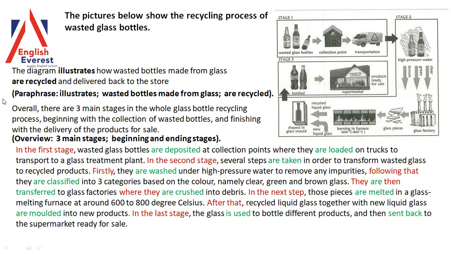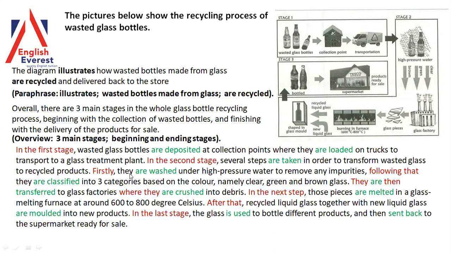So overall, there are 3 main stages in the whole glass bottle recycling process. We can see stage 1, stage 2, stage 3, clearly indicated. Beginning with the collection of wasted bottles and finishing with delivery of products for sale, first and last. So there's our overview. You don't need anything more than that.